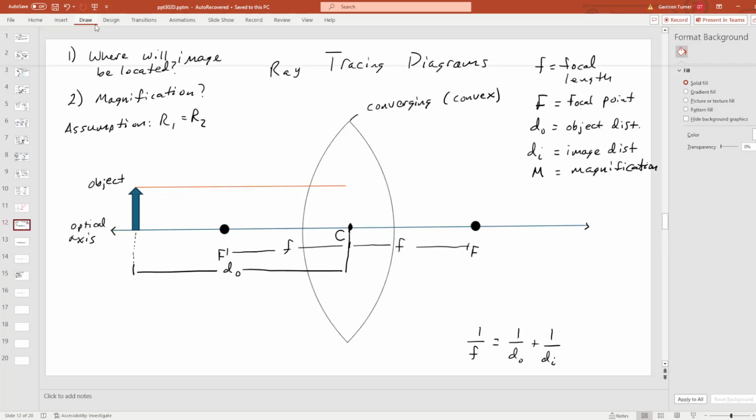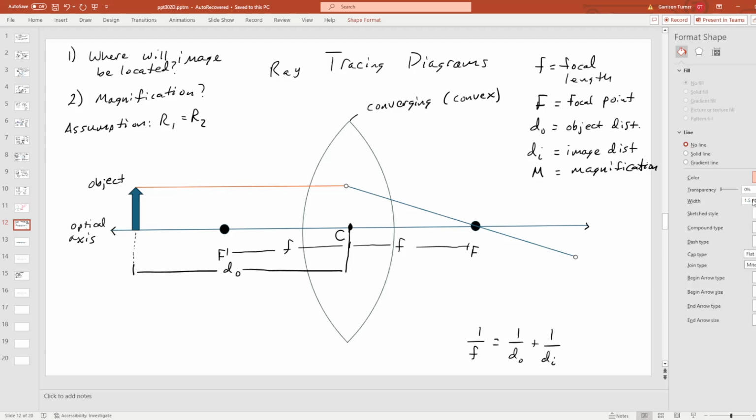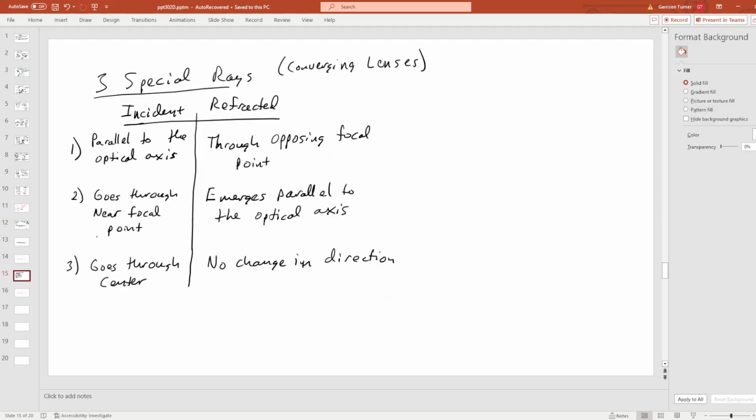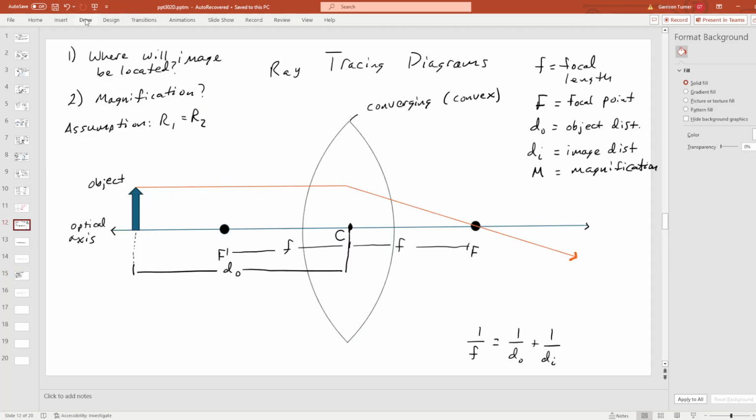Okay. So the emerged beam will come here through this focal point. Okay? And the beam still goes on forever, all right? Our second special ray goes through the near focal point, and then it will emerge parallel.